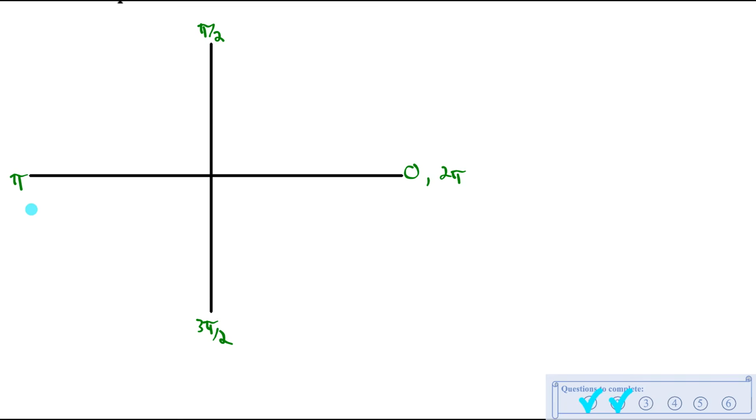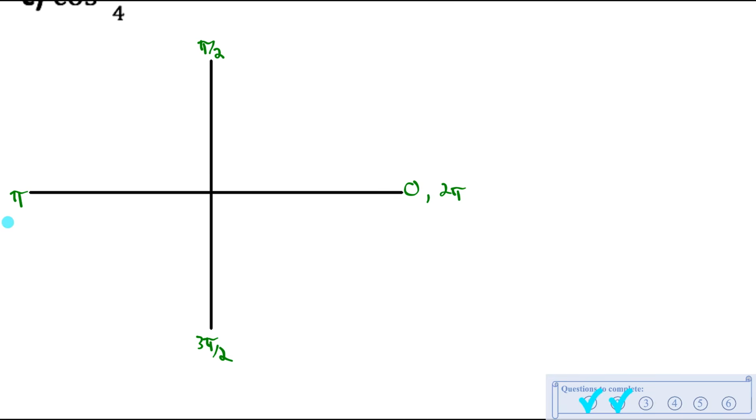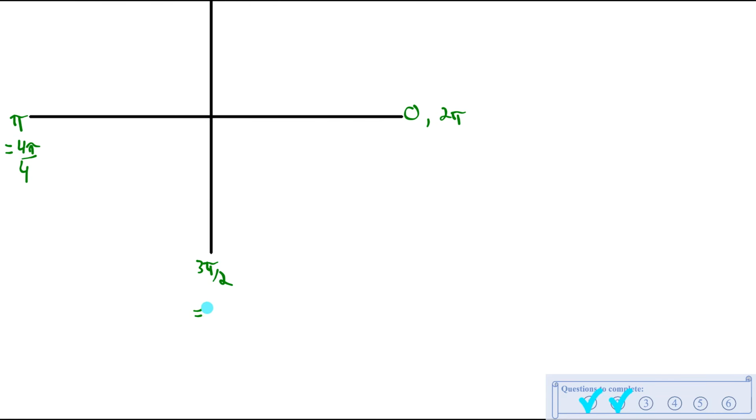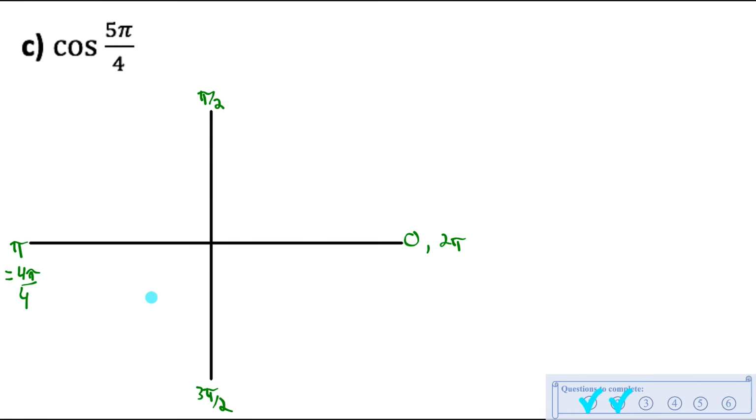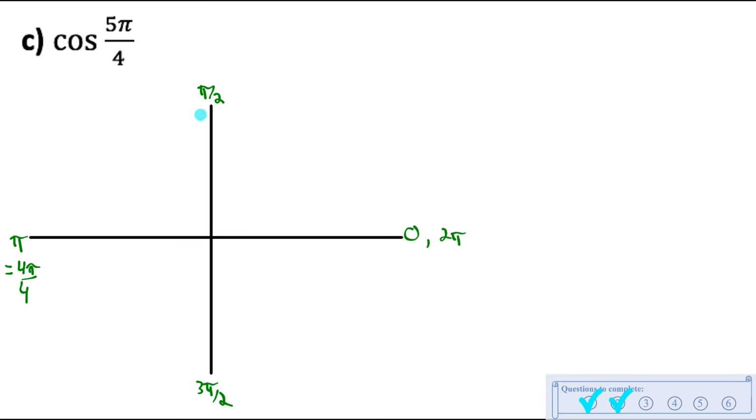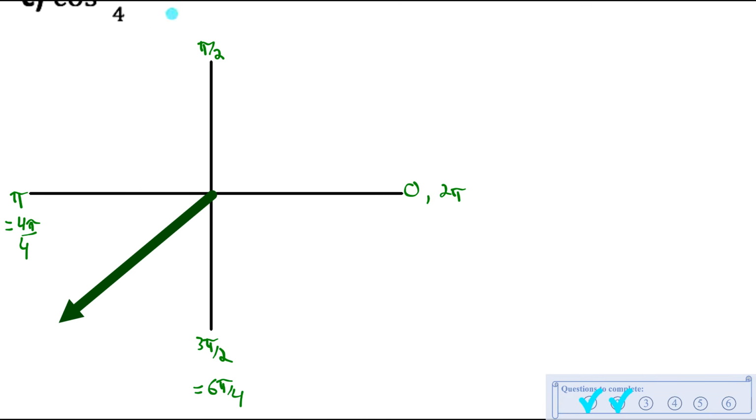And let me rewrite these angles with denominators of 4 just so you can see that. Pi is 4 pi over 4, and 3 pi over 2 would be 6 pi over 4. So hopefully you can see that 5 pi over 4 is between 4 pi over 4 and 6 pi over 4. So we are in quadrant 3, and exactly right in the middle of quadrant number 3. So I'll draw my terminal arm. That looks like about the middle. I'll label the tip of this with the principal angle, 5 pi over 4.